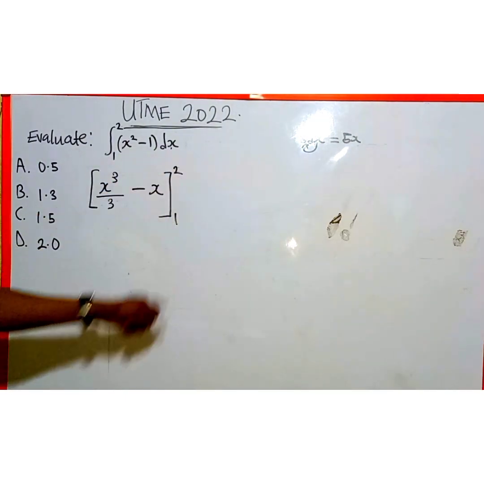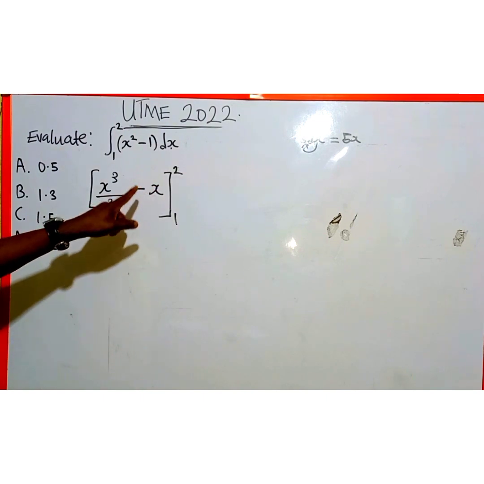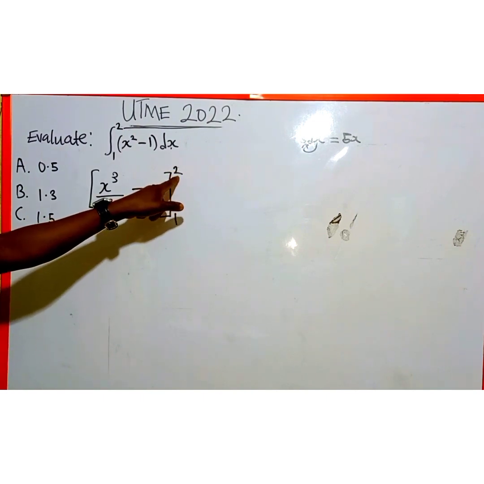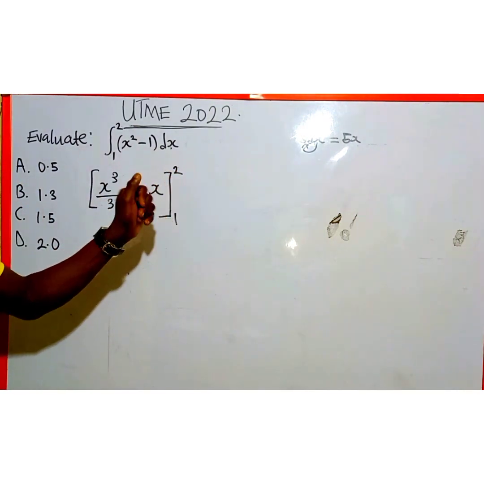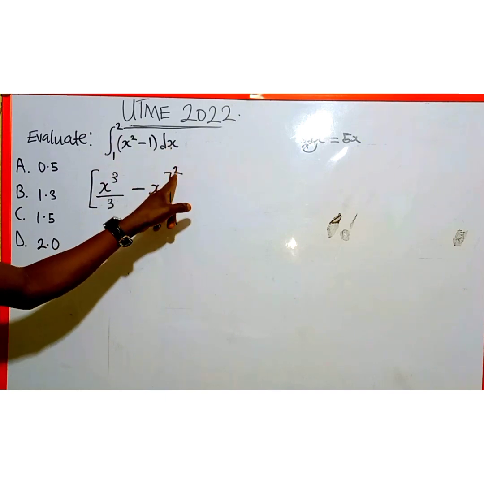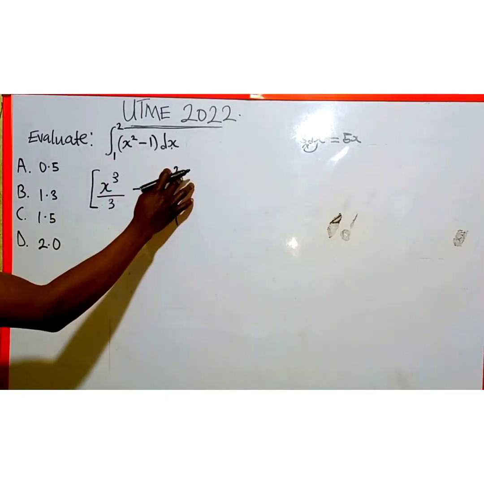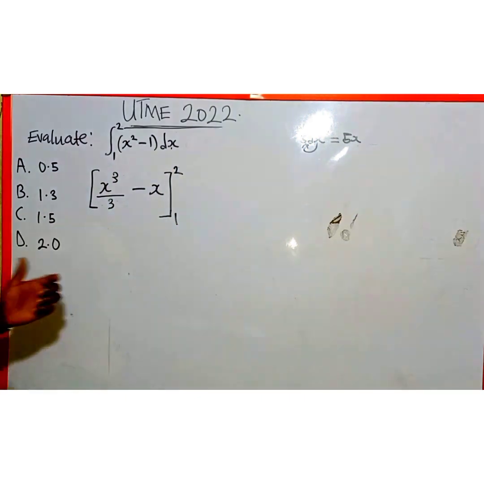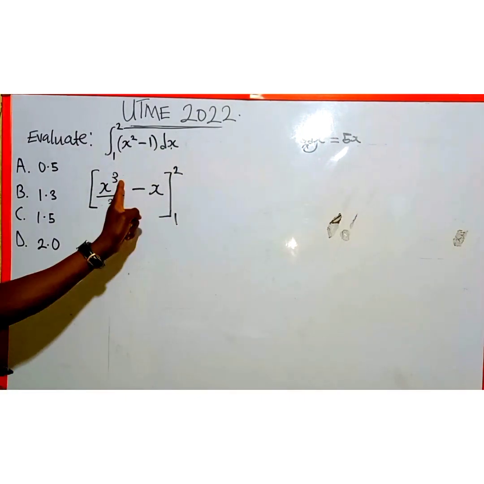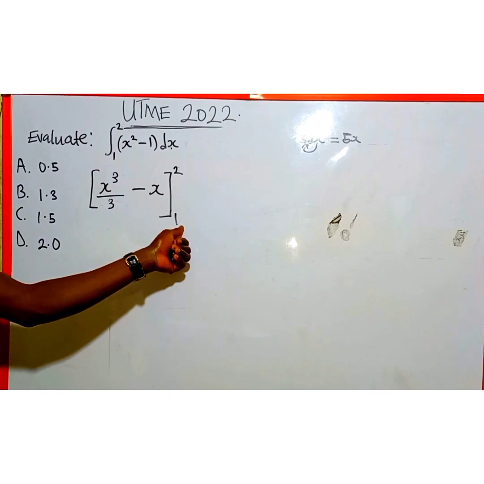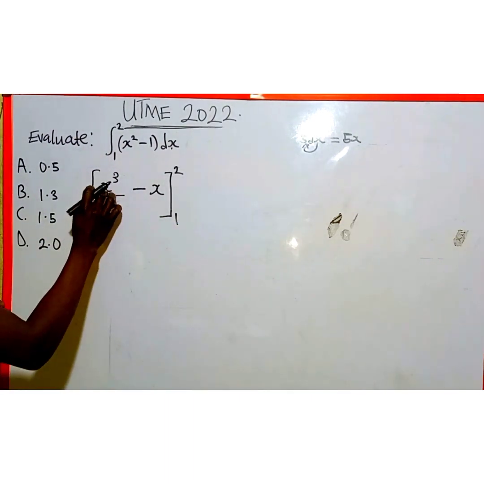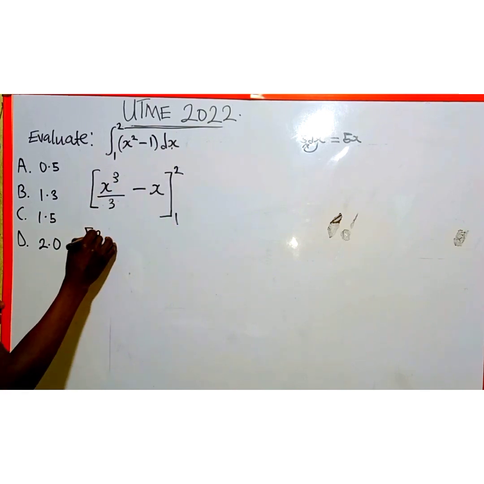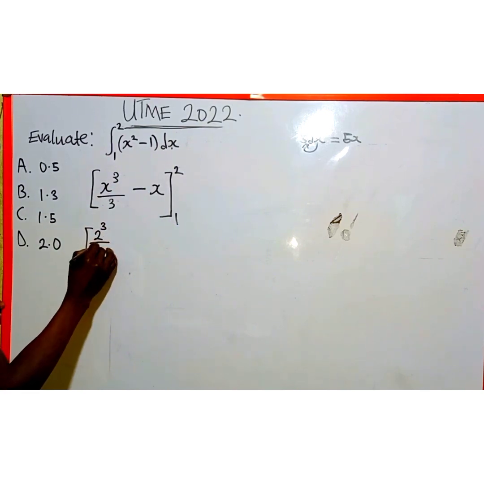So what does this interval imply? We are going to replace s with 2. This 2 is the upper interval and this is the lower interval. Always remember to start your substitution from the upper interval, which is 2. So anywhere we see s, we replace it with 2 first. Then we take the difference, and anywhere we see s, we replace it with the lower interval, which is 1. So let us see. In place of s is going to be 2. We have 2 to the power of 3 over 3.